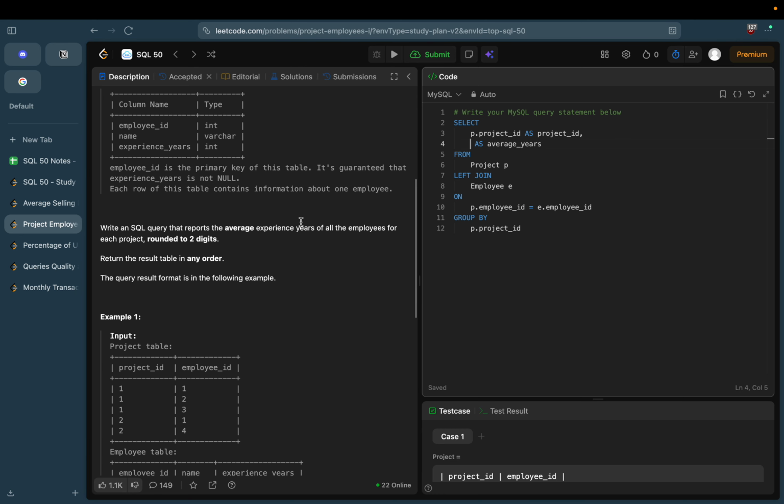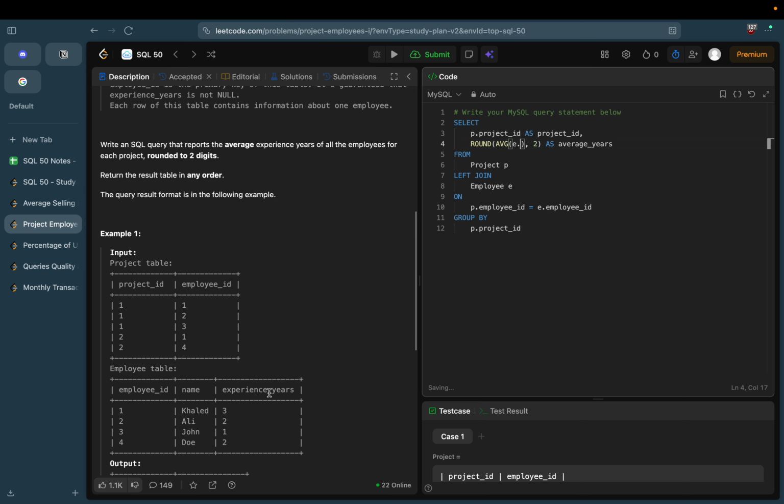So let's start with the rounding function. We need to round our results by 2 decimal places. That's our condition. And over here we can directly use the average function of SQL and solve our question. Quite straightforward to plug and play it over here. E dot experience years is what we want to average out.